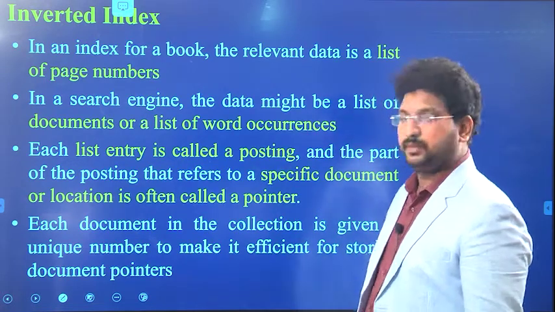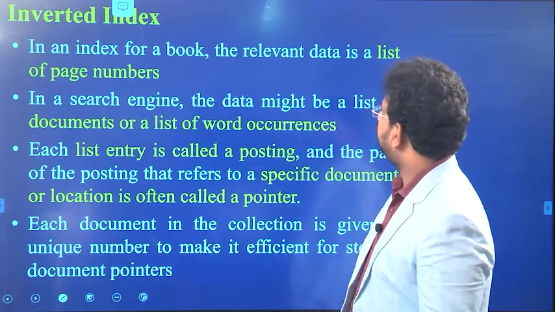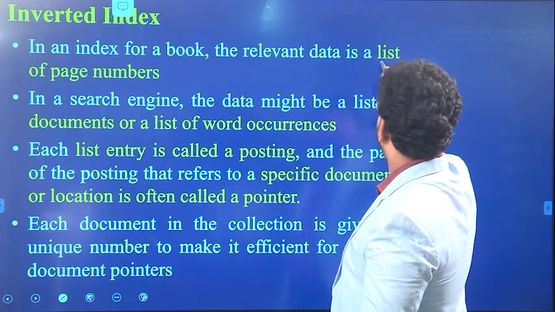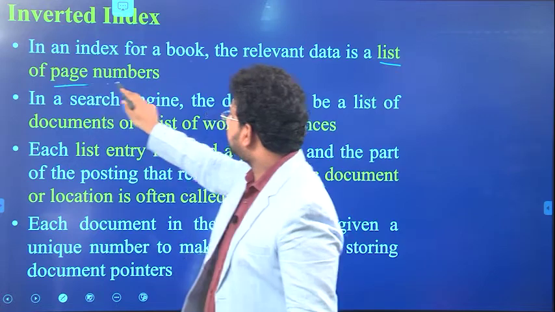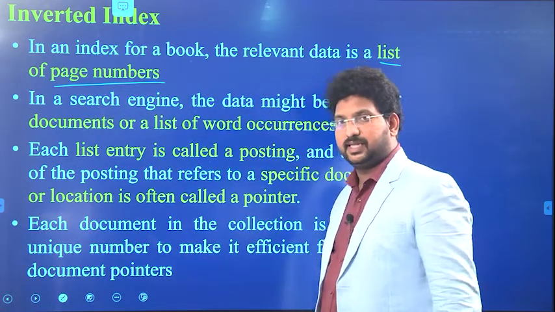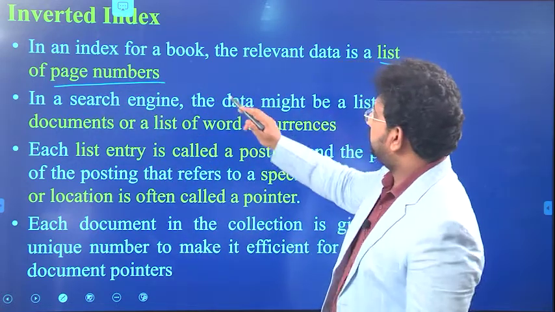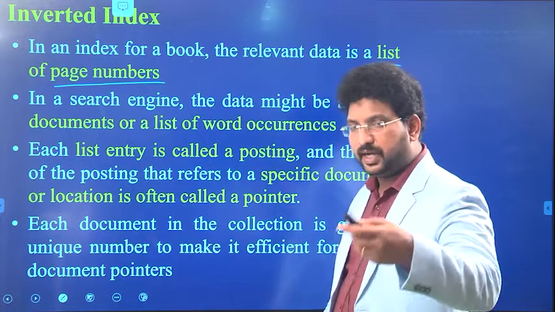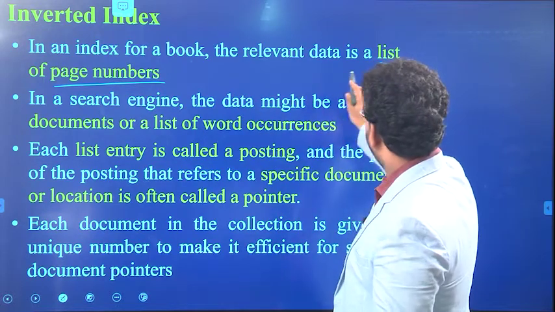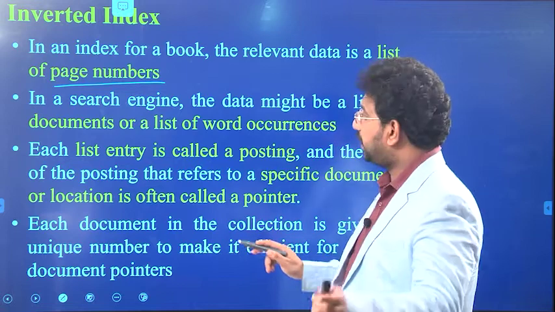In an index for a book, the relevant data is a list of page numbers. As I showed you in the first slide, if you observe the index for the book, the relevant data is a list of page numbers.